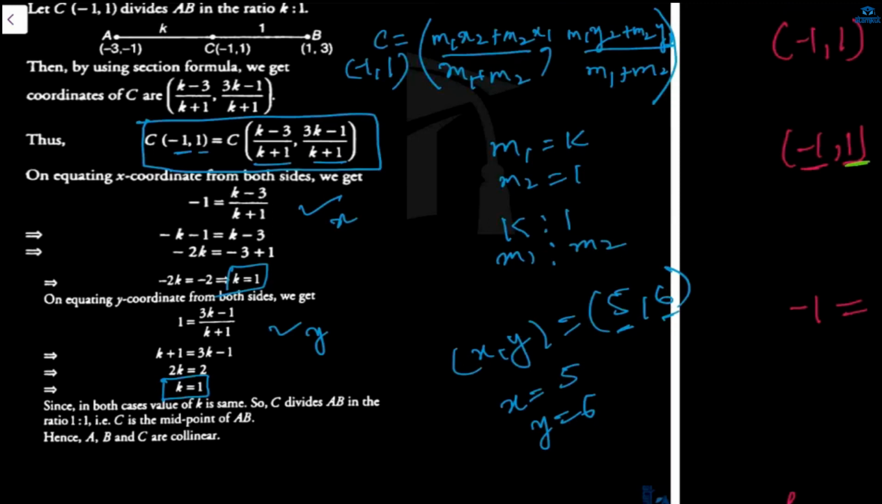If you're getting 2 and 2, then both k values should be the same when you compare the x coordinate and when you compare the y coordinate. If the values are the same, that means the points are collinear. And if they are not the same, that means the points are not collinear. And here the ratio is also 1:1. That means C is dividing at the midpoint.